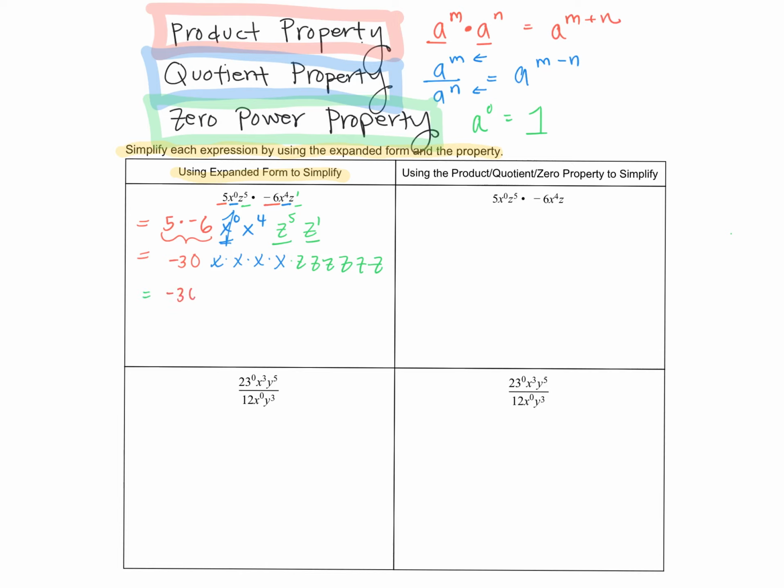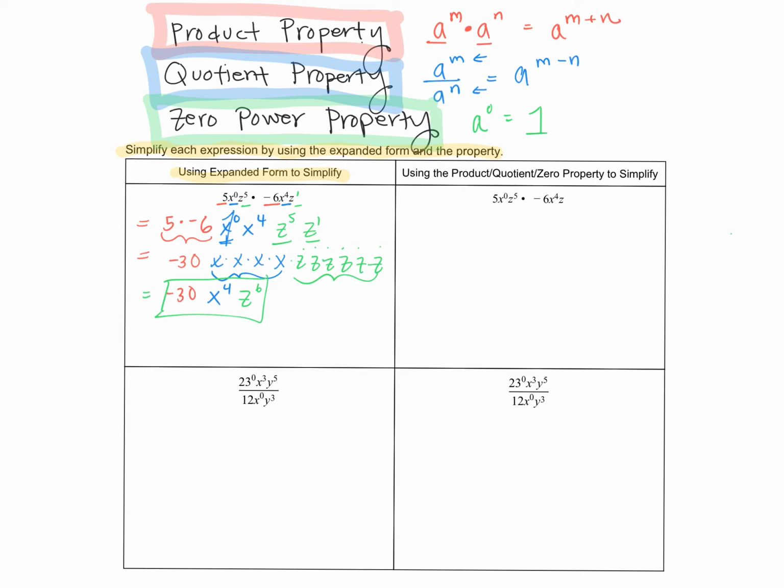I have negative 30 times how many x's are being multiplied here? There are 4, so that's x to the 4. And then similarly for the z's, how many z's do I see? 1, 2, 3, 4, 5, 6. So that's z to the 6th power. And this is my answer that I found by expanding it all out.